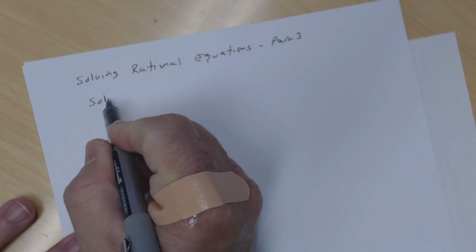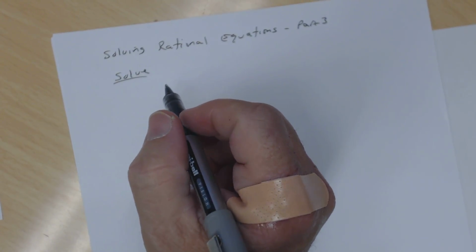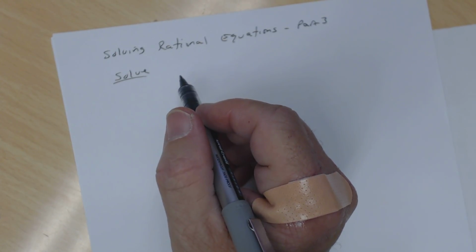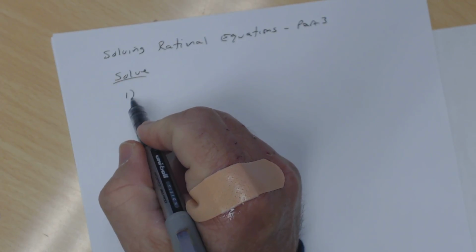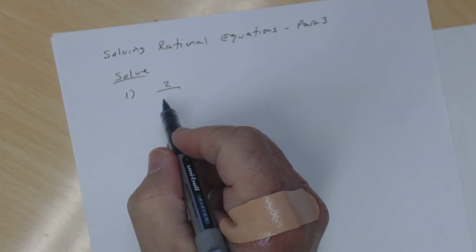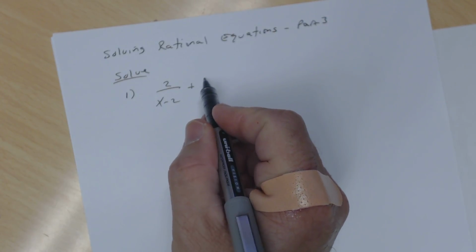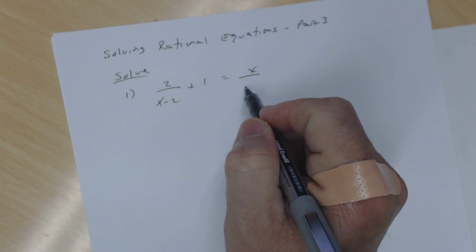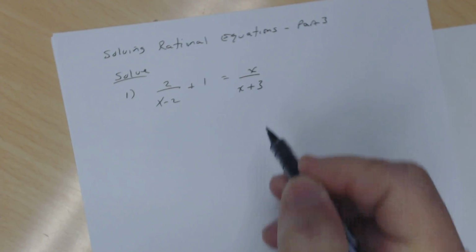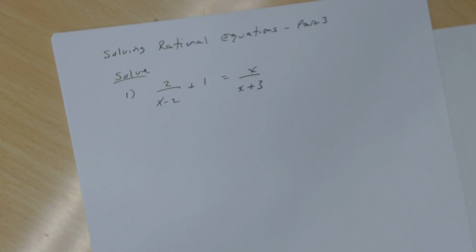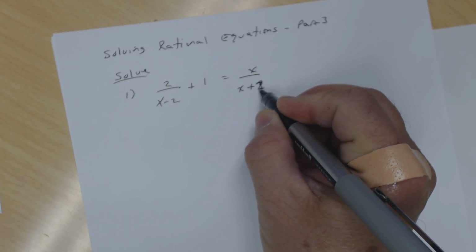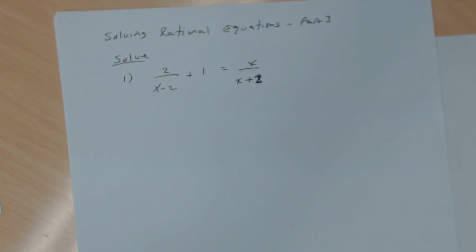So let's solve this equation. These are rational equations, and remember, a rational equation contains rational expressions. So we have 2 divided by x minus 2, plus 1, equals x divided by x plus 2. Actually, I'm sorry, x plus 2, excuse me, x plus 2.